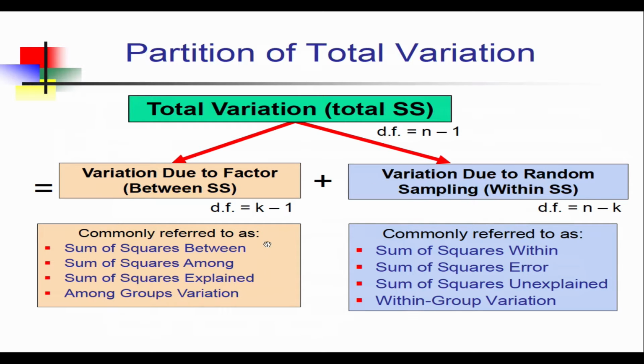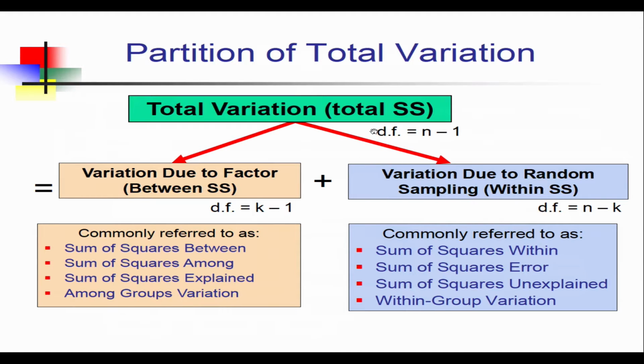Each part has different names. The between group variation could be called sum of squares between, sum of squares among, or sum of squares explained. And this one has the other names for the within group variation. Also you should notice I put the degrees of freedom under each of those three terms.